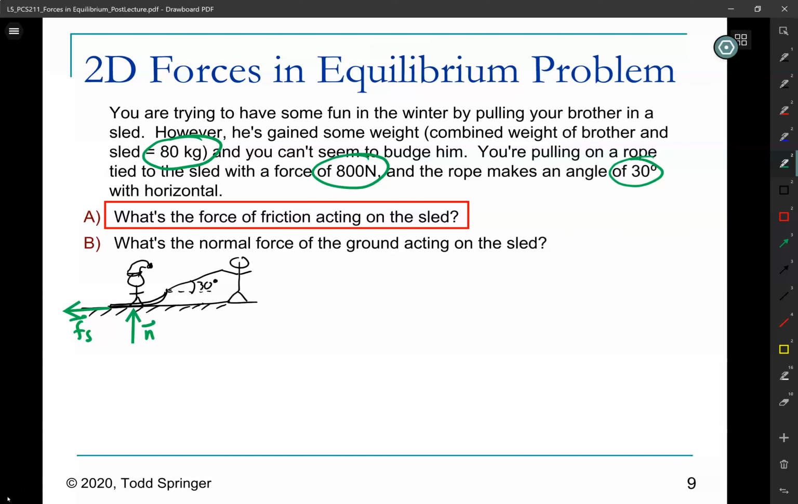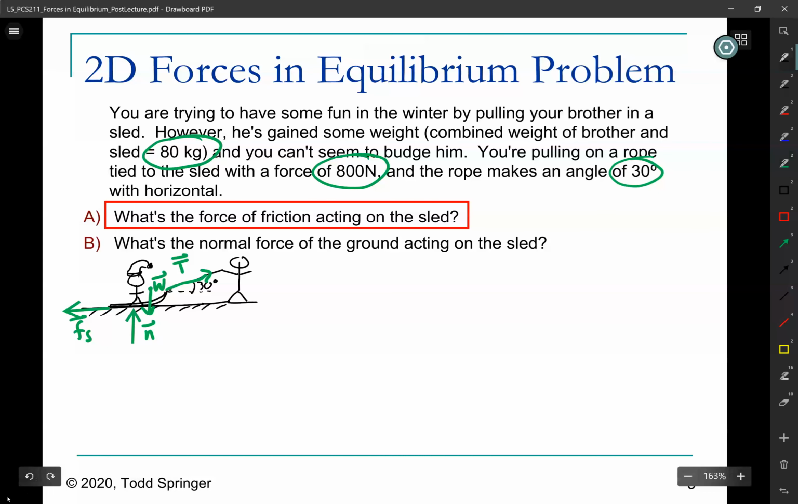Then we've got a tension force, because the rope is attached here. There's a tension force here. And we also have gravity, which is the weight of the person acting downwards, so I'll call this W. Okay, so we've got the weight of the person downward, normal force upward, static frictional force pointing to the left, tension force pointing up and to the right.